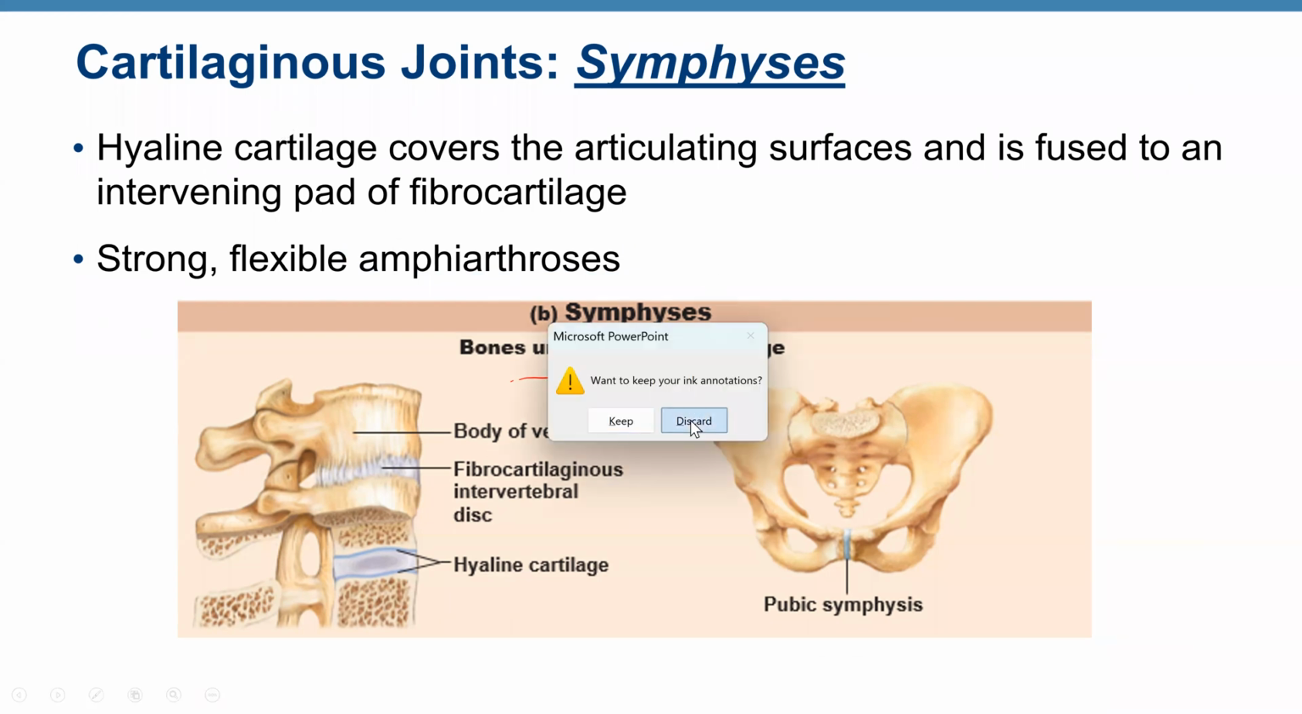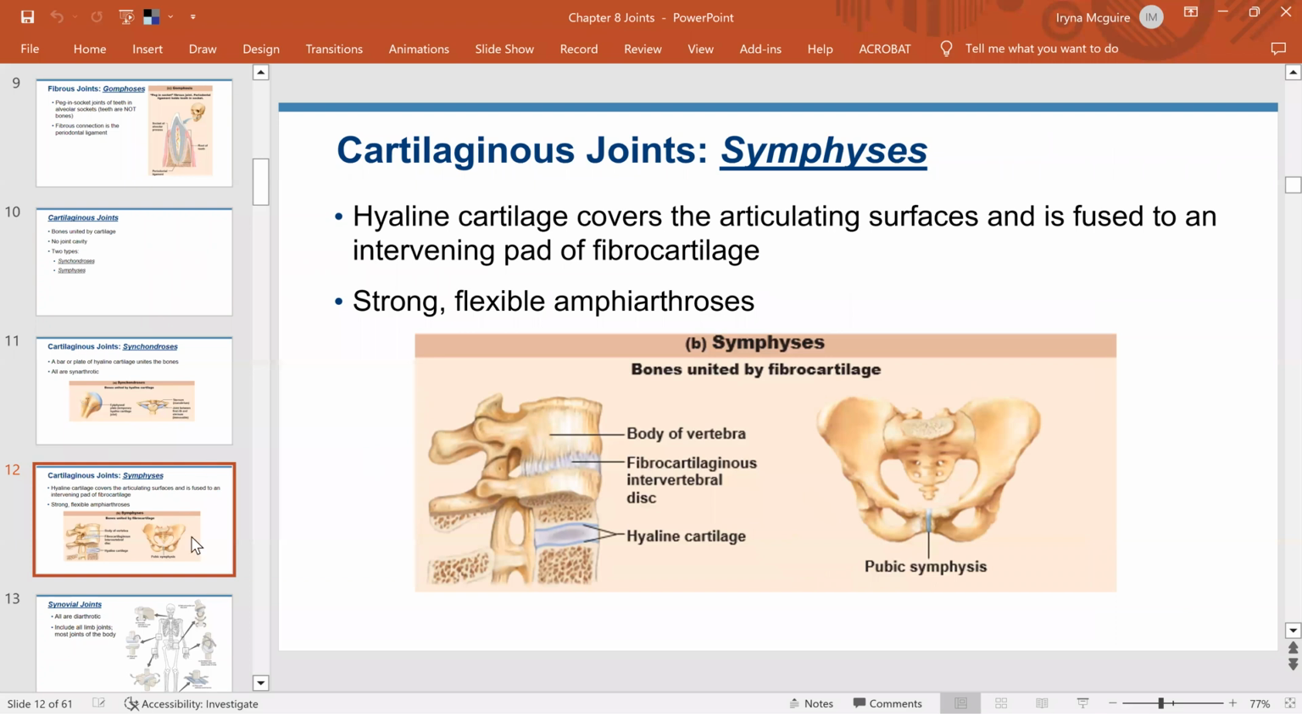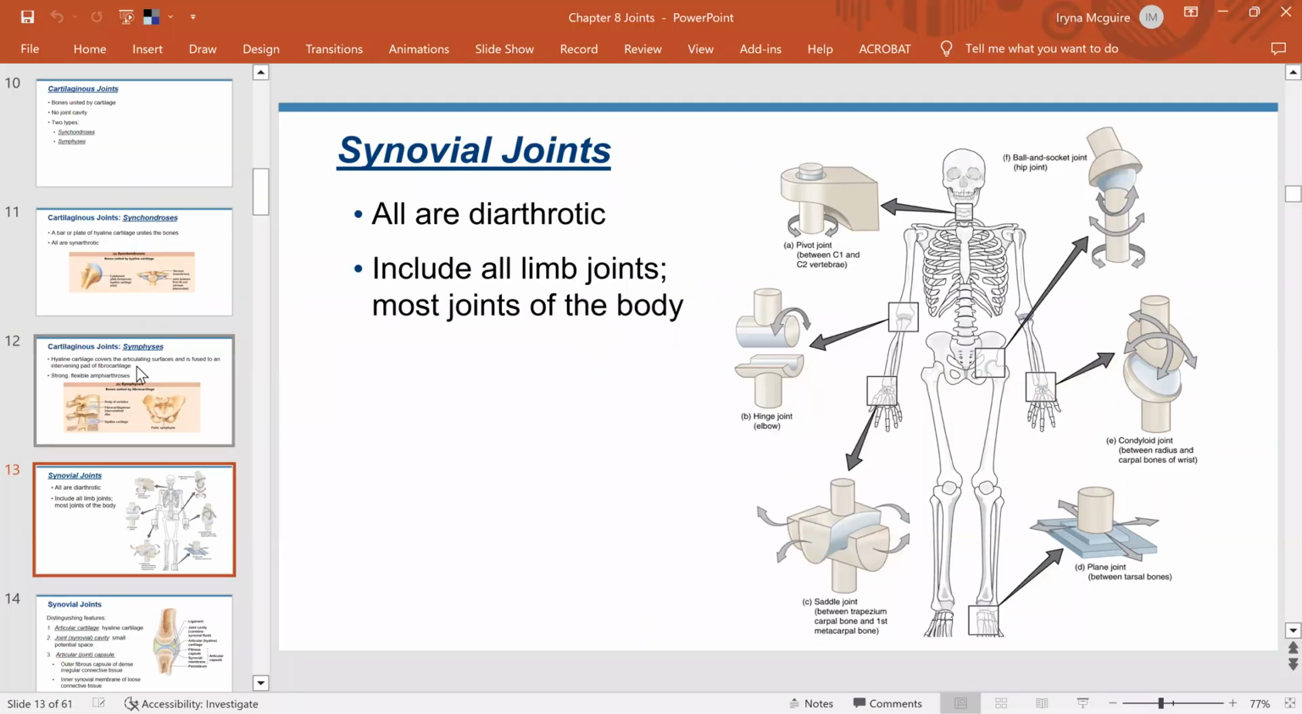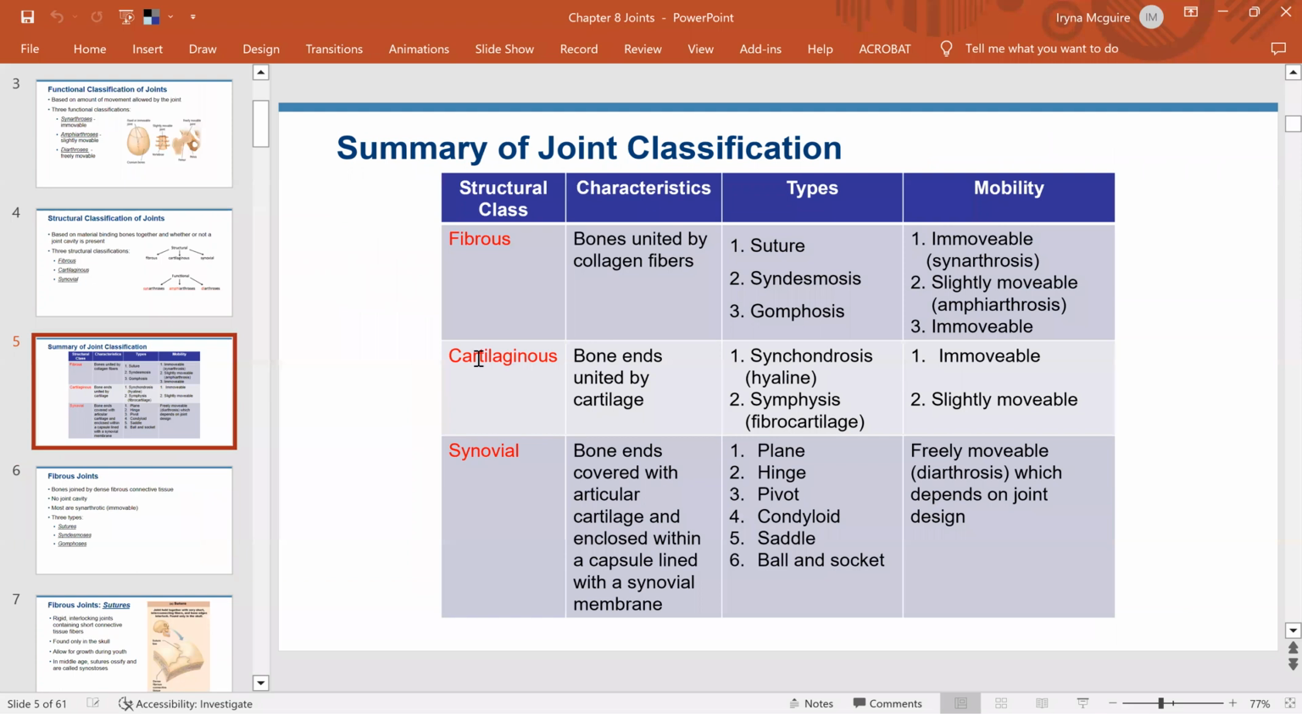So let me just get rid of these red lines that I made. Okay, and now, oh, by the way, I want to go back to show you again our table. Cartilaginous joints are synchondrosis, hyaline cartilage, or symphysis, fibrocartilage, and they are either immovable, if we're talking about synchondrosis, synarthrosis, or slightly movable amphiarthrosis.